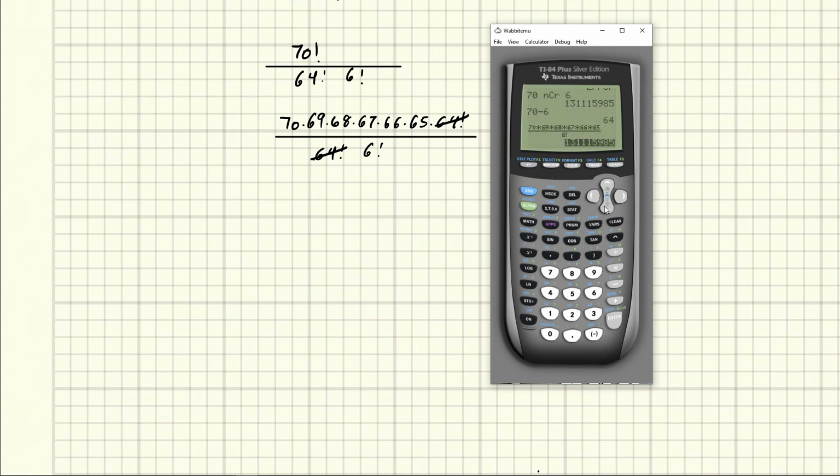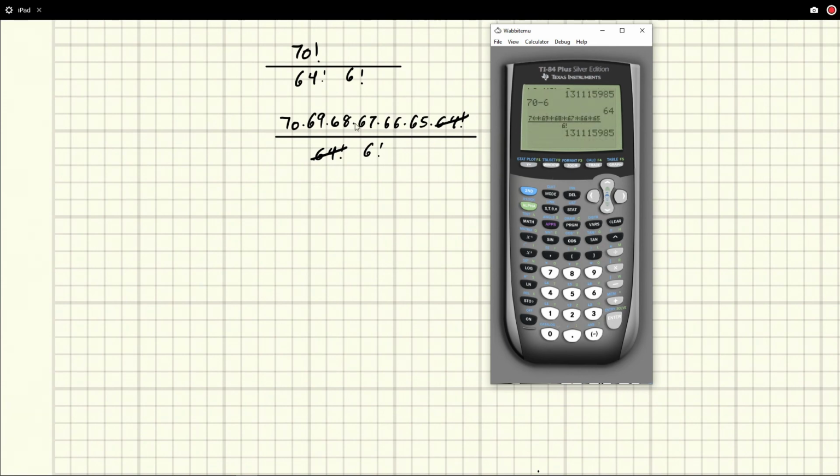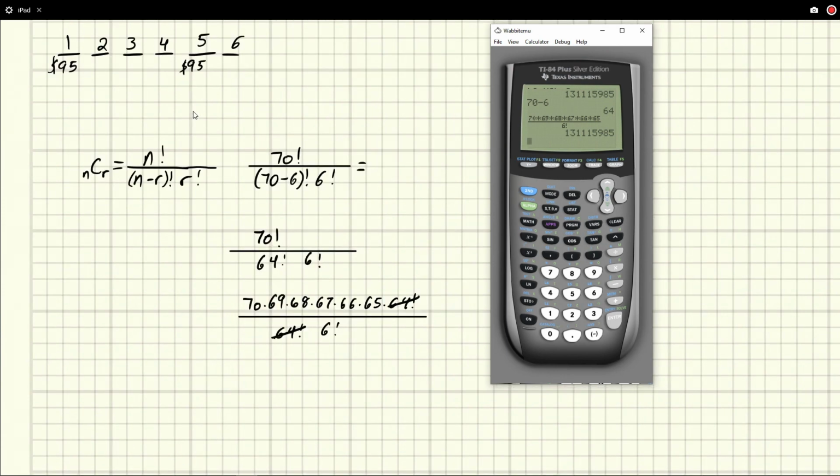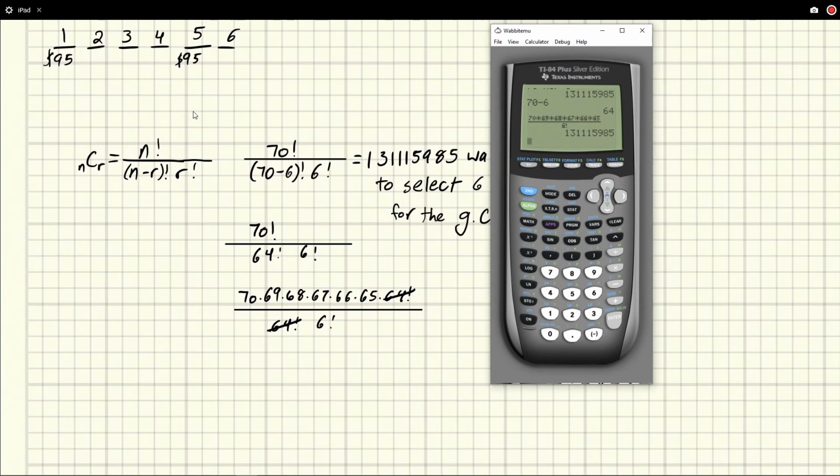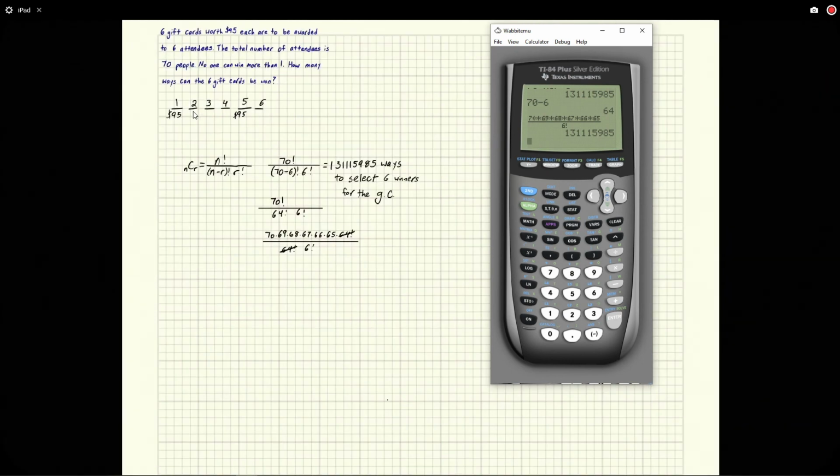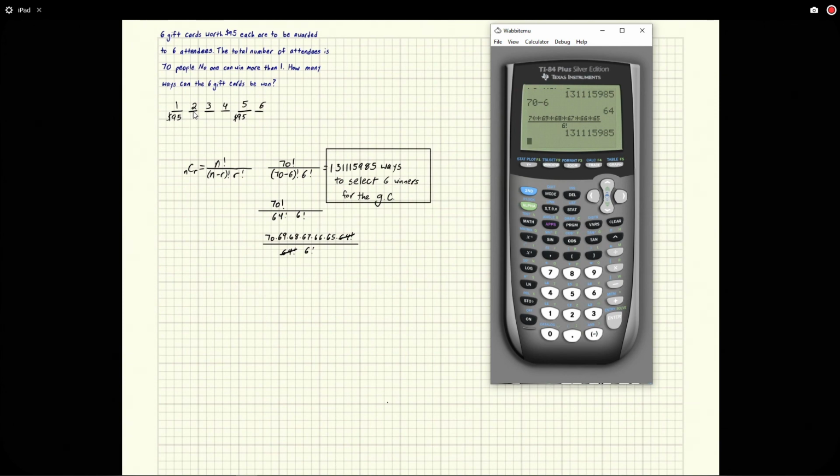So if you're doing it by hand using the formula, which I know some professors require, you're going to need to get good at this kind of manipulation. It's going to come up more often than you think because factorials grow really fast. So our answer would be that there's 1,311,598,5 ways. I'm going to just put GC. You know that we know what this means. So that's how many different ways we can pick the 6 winners for the gift cards.